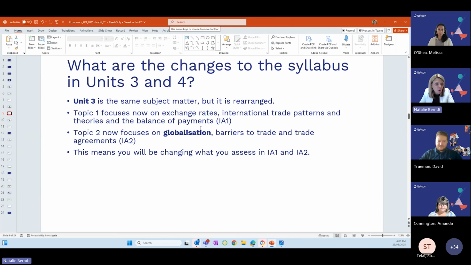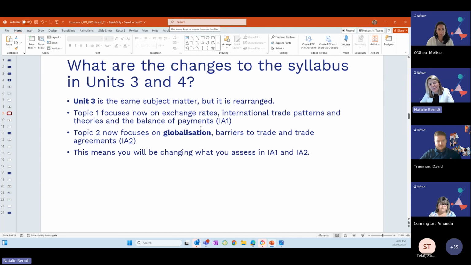Okay, so let's do a quick little rundown of what the big differences in the syllabus are in units 3 and 4. For Kate, who's just come to the new one, this won't really be very relevant, but for those of us who have been teaching the 2019 syllabus, this is probably just a very high level overview. So unit 3, topic 1 is now exchange rates, trade patterns, theories, and the balance of payments. So we can't get away from those.